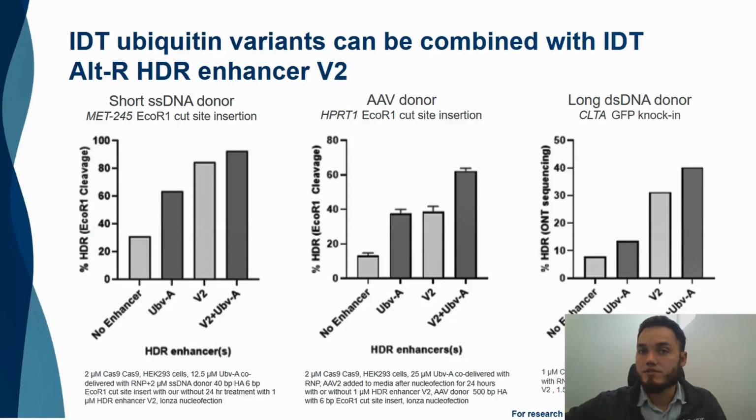With the lack of observed toxicity, promotion of HDR by facilitating end resection, and compatibility with other HDR enhancers, we think that the ubiquitin variants targeting 53BP1 will be a valuable tool to facilitate HDR.